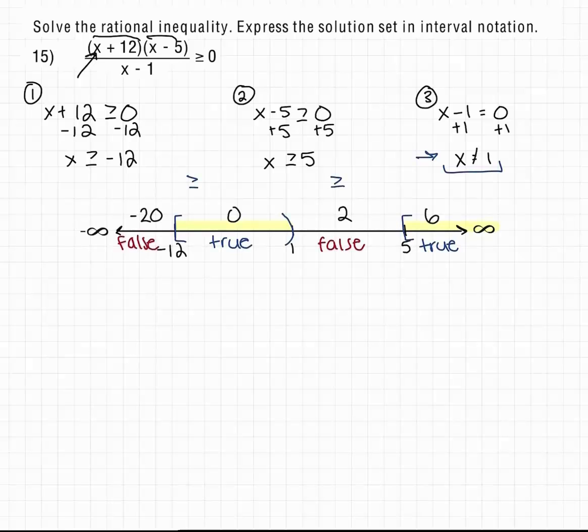So when we write this out in interval notation, we get negative 12 to 1, parenthesis, union, 5 to positive infinity, parenthesis. And that is going to be your final answer.